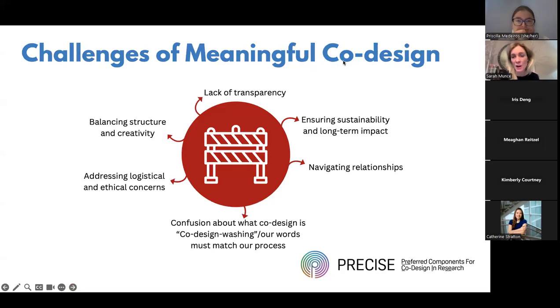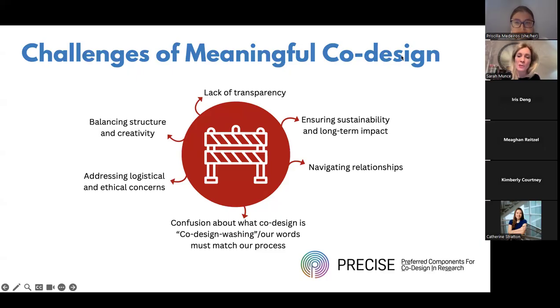Despite these benefits, though, and likely not new to this audience, are the challenges of meaningful co-design. This is increasingly being reported in the literature, and these challenges are the basis of this Precise initiative and the gap that we're hoping to bridge. Certainly others have reported a lack of transparency, really confusion about what co-design is. I've heard this term called co-design washing. So we sprinkle co-design or co-words throughout our proposals, but don't assign meaningful processes with those words.